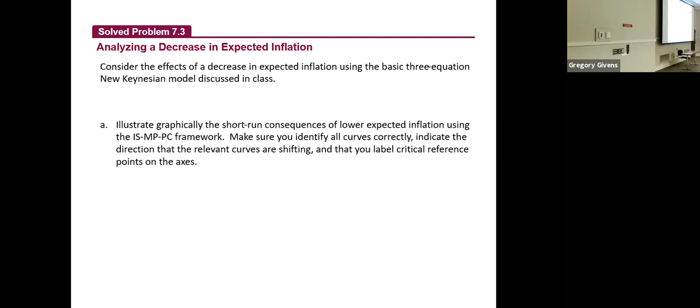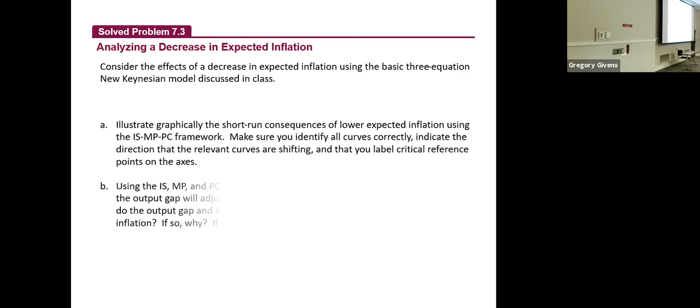Make sure you identify all the curves correctly and identify the direction that the relevant curves are shifting, and that you label the reference points on your graph. So where is the initial equilibrium? Where is the terminal equilibrium? Okay, so that's the first step, to analyze the business cycle consequences of this sudden reduction in expected inflation.